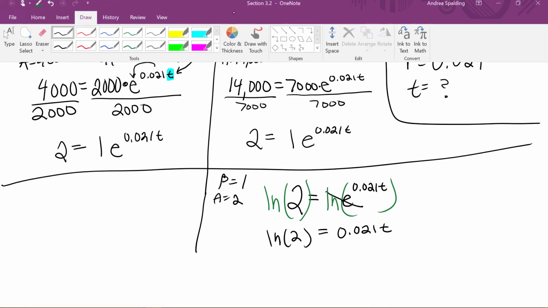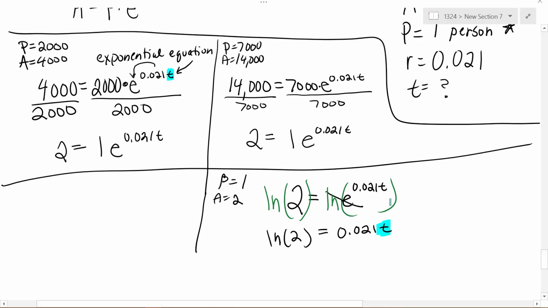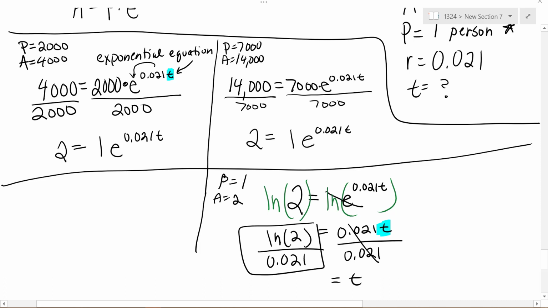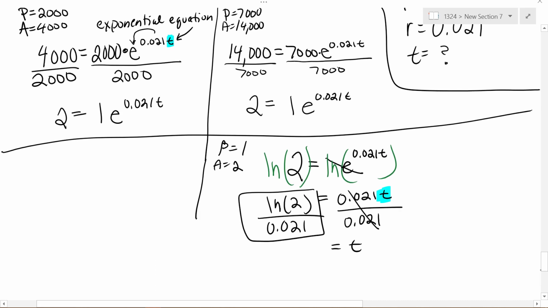Once again, our goal is to solve for t. We want to get t by itself. So I'm going to divide both sides by what's multiplied times t. So this is our t value. That's the exact value. Let's put it into our calculator to figure out approximately what that t value is.